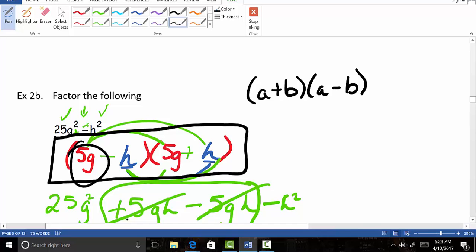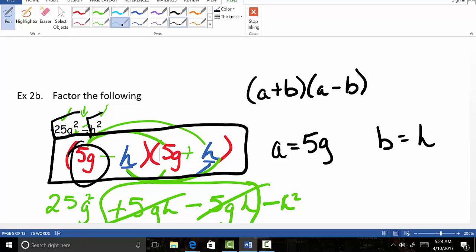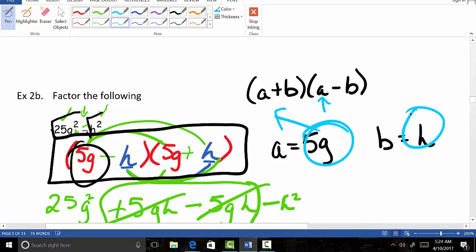The key really becomes, what are a and b? The a is essentially this 5g. And how do you get that? Well, it's just taking the square root of this first part. So a is just 5g. For the b value, it's the same thing we just did: take the square root of this, and there's our b value. Now all we need to do is plug these in where they belong. Not much math is required. That is the shortcut, and you're going to recognize these differences of squares. They pop up quite a bit.